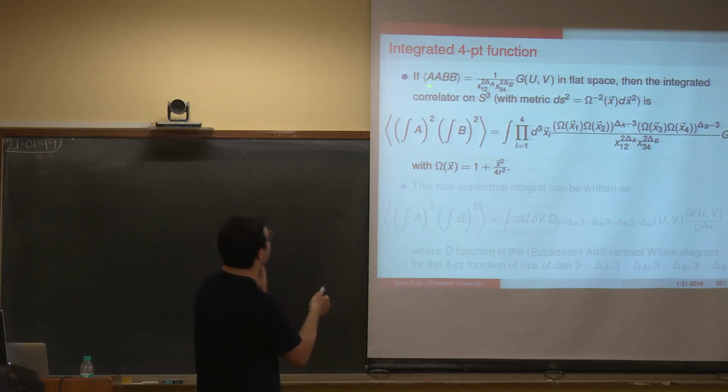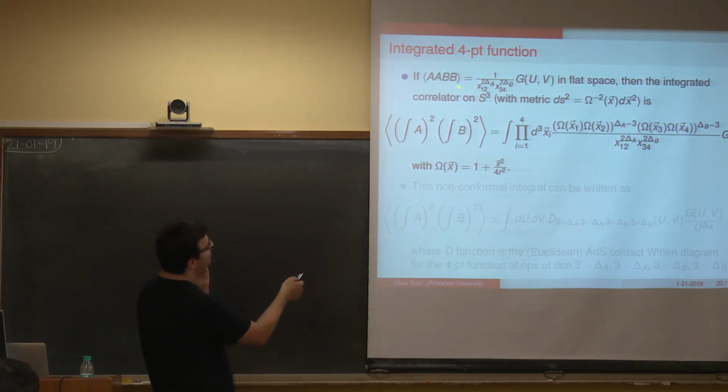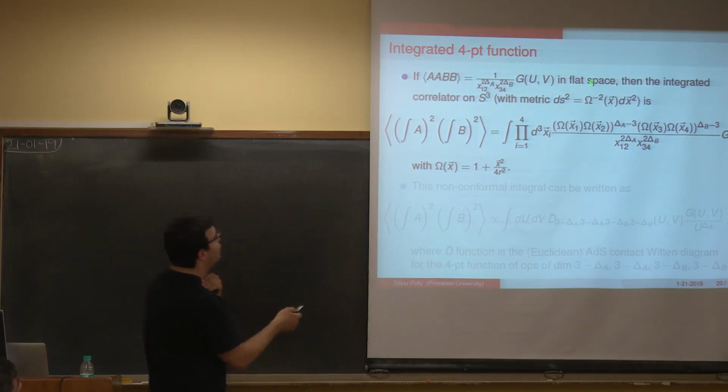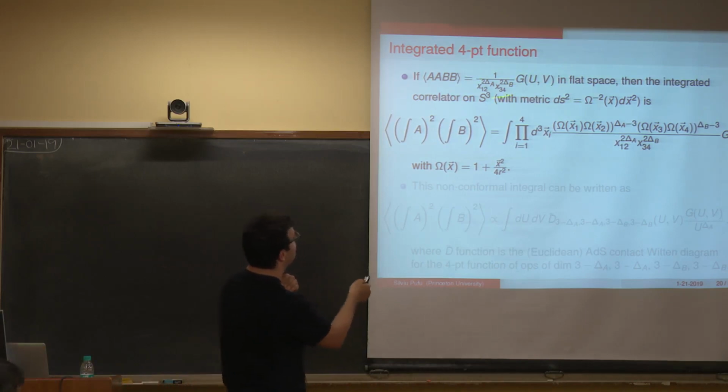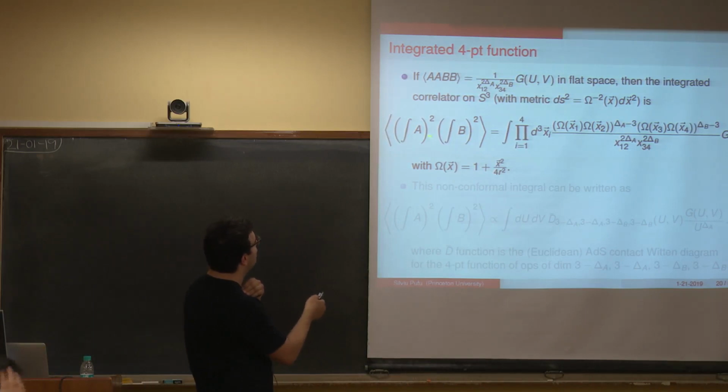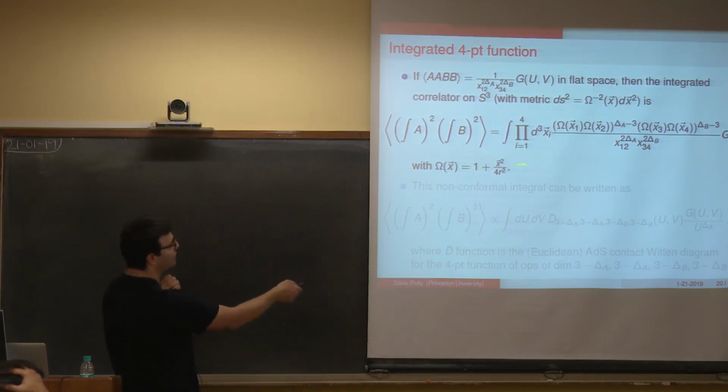If I have two operators, A and B, and the 4-point function looks like this, an overall power of the x's and a function of u and v in flat space, then when we study the CFT on the sphere, the 4-point function just gets modified by the conformal factor. Then the integrated 4-point function takes this form. There are various powers of the conformal factor that appear. To go from flat space to the sphere, the conformal factor is just 1 plus x squared over 4r squared, and there are various powers of this that appear in here.